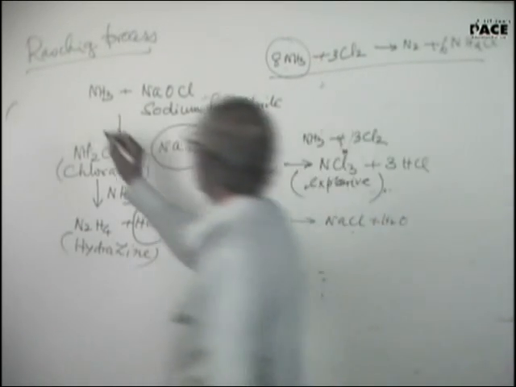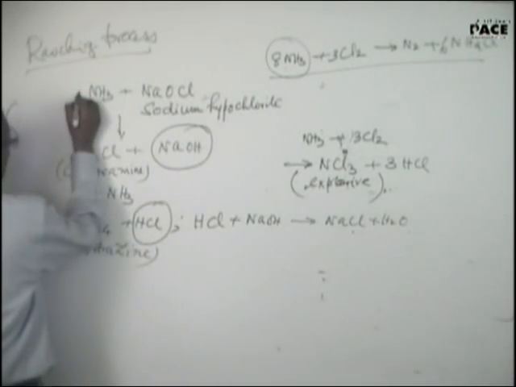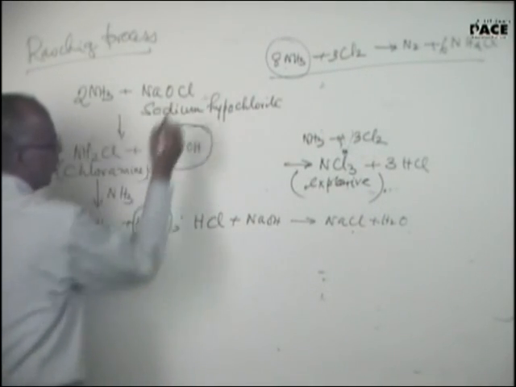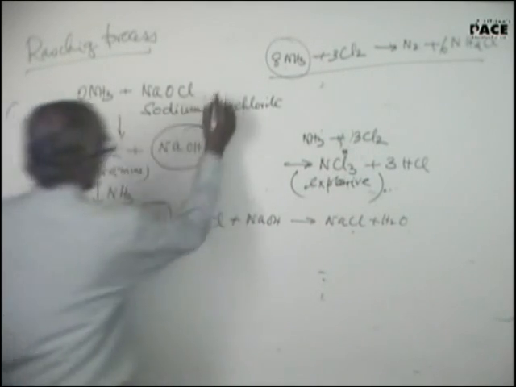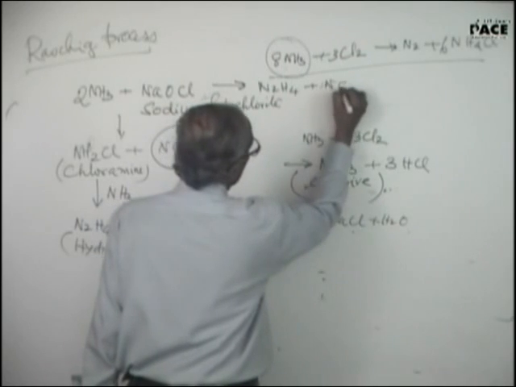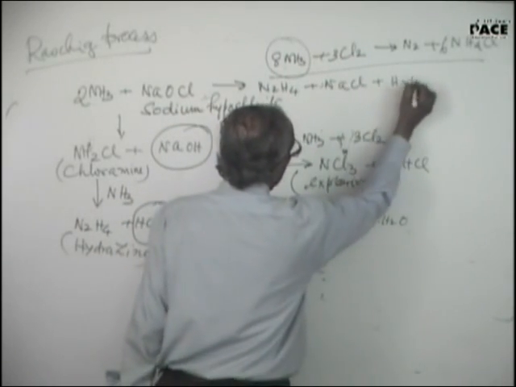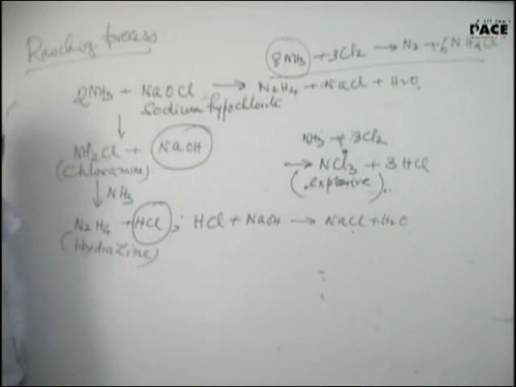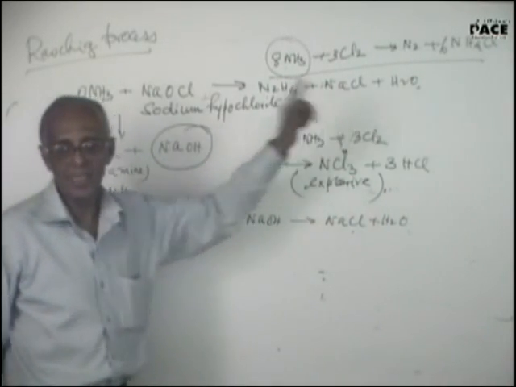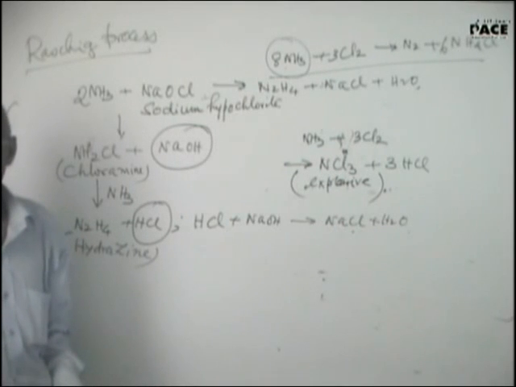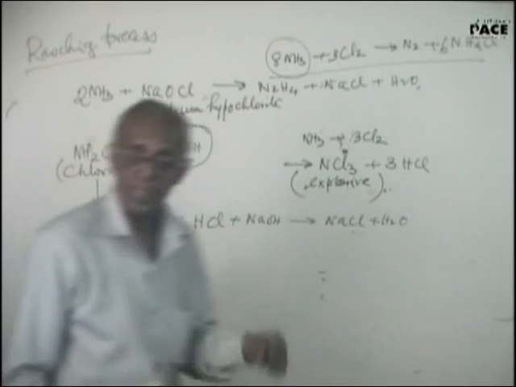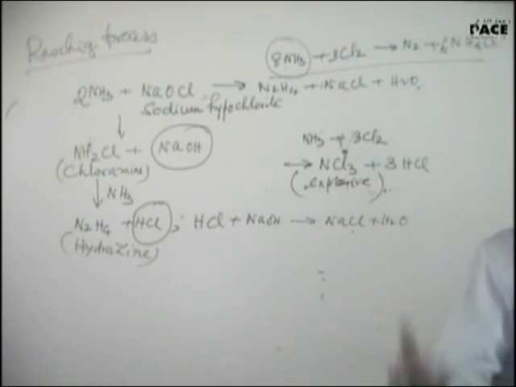So, if I write 2 moles of ammonia with 1 mole of sodium hypochlorite, I get hydrazine, sodium chloride plus water. Now in one step I can write this, but then you don't get the idea of how it is working. So I split this reaction into a stepwise manner.